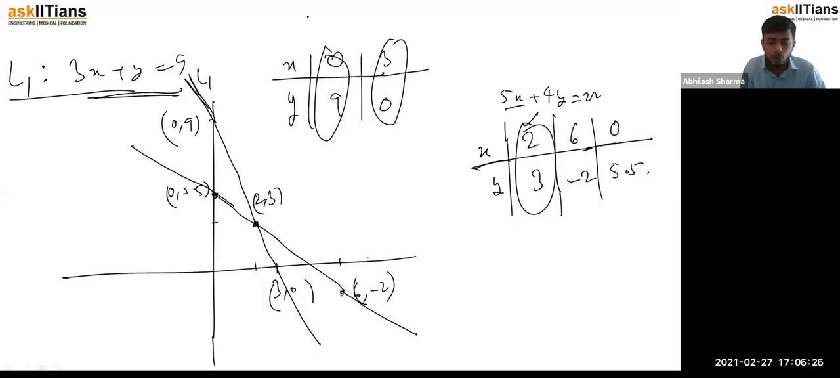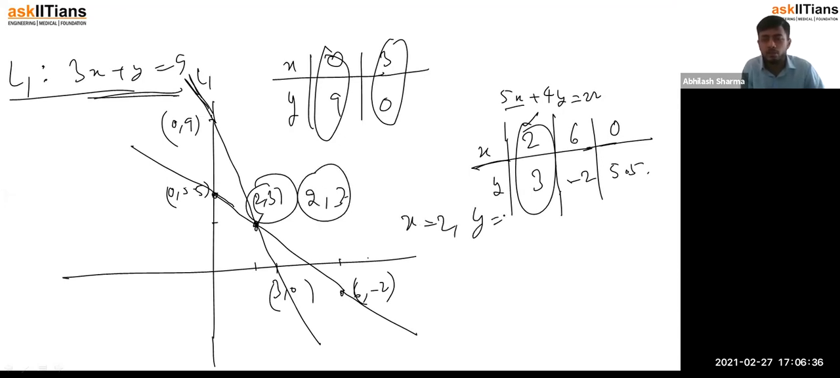Okay, and you will observe that they intersect at this point, whose coordinates happen to be 2 comma 3. So what is the solution then? X is equal to 2 and y is equal to 3. Okay, I hope this is clear to everyone.